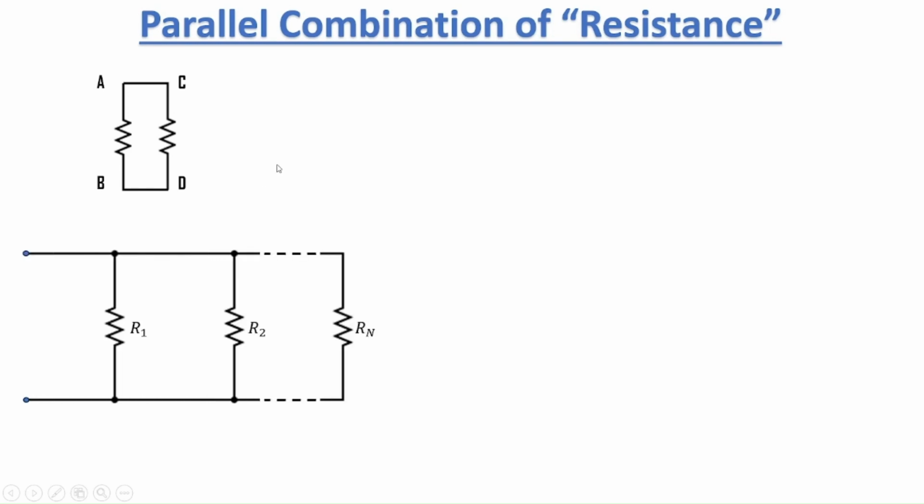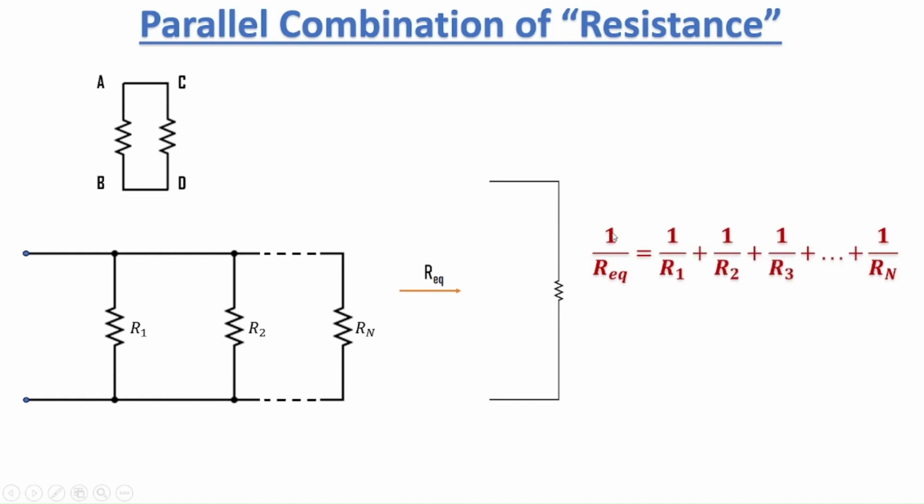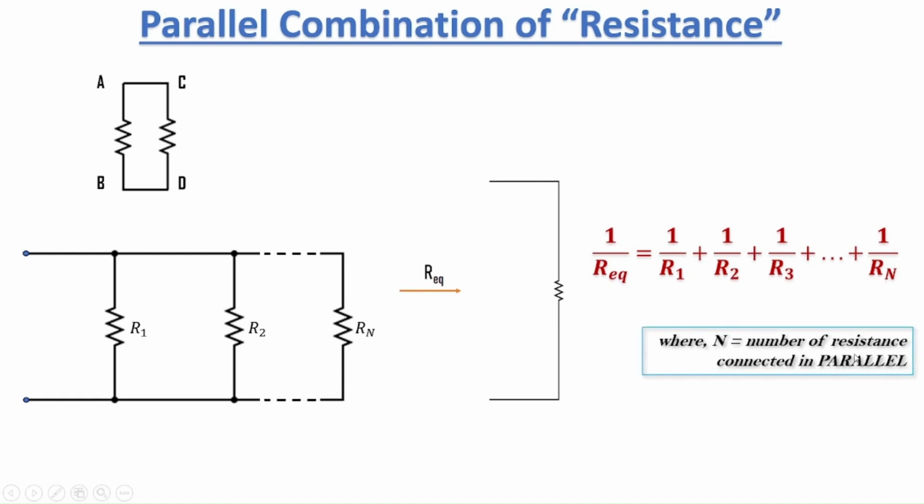And now if I take some n resistances in the same manner, R1, R2, and so on up to Rn, I can calculate the equivalent value of resistance using this formula. 1 upon R equivalent equals 1 upon R1 plus 1 upon R2 and so on up to 1 upon Rn, where n is the number of resistances connected in parallel.